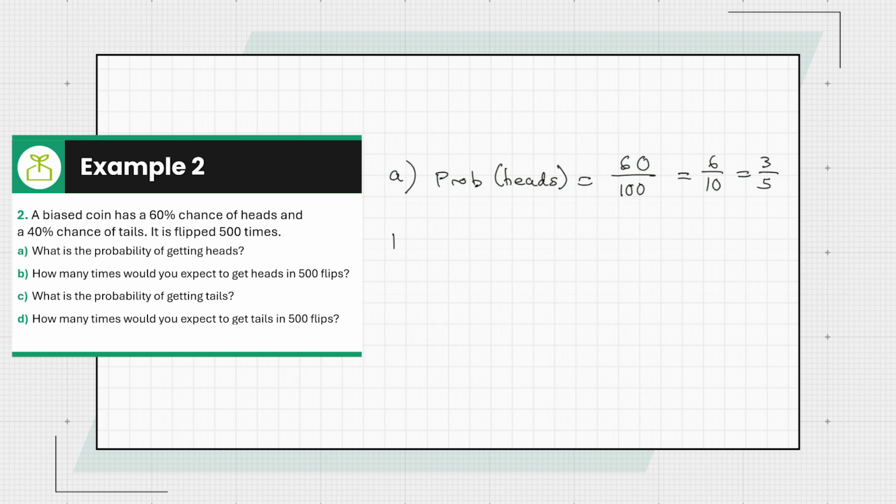Now, if we look at B, how many times would we expect to get heads in 500 flips? If we look at our simplest fraction, 3 out of 5 is equal to something out of 500. To go from here to here, I multiplied by 100. Now all I have to do is the exact same to the top. And I get 300. So I would expect this to occur 300 times.